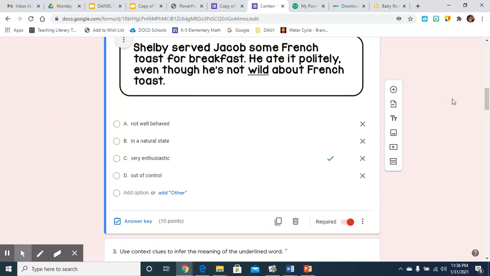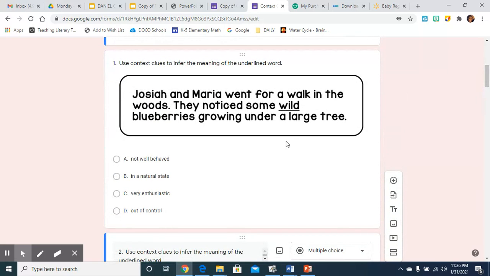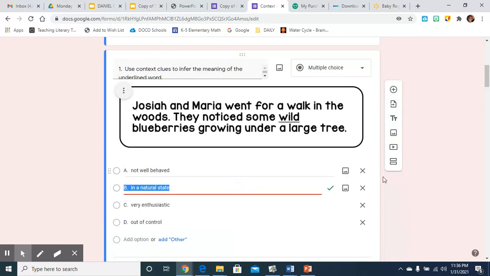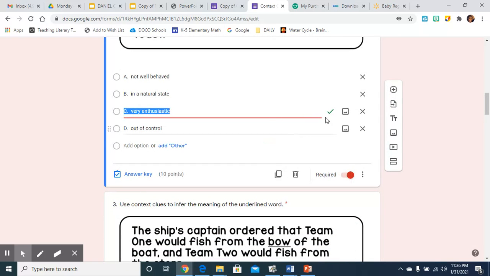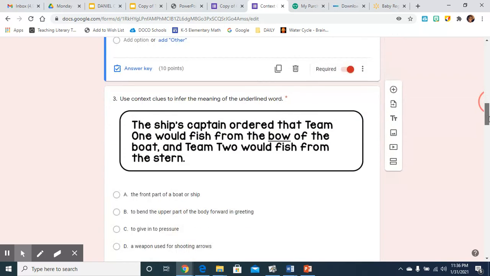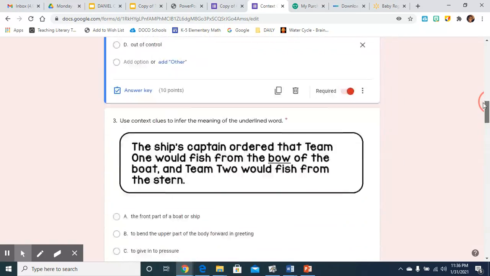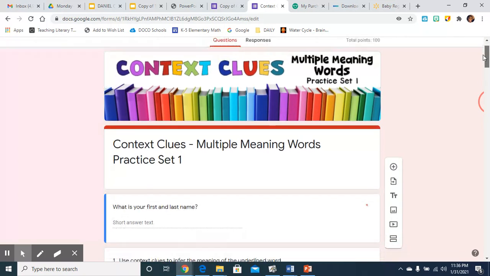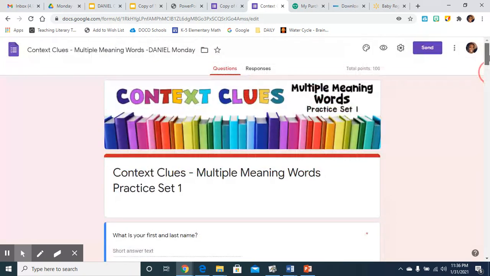All right. And so you have the answers to task card number 1 and task card number 2. So now you have to figure out the answers to numbers 3 through 10. So hopefully everybody gets task cards numbers 1 and 2 right. And remember to type in your name. All right, and we will go over these answers when I return.